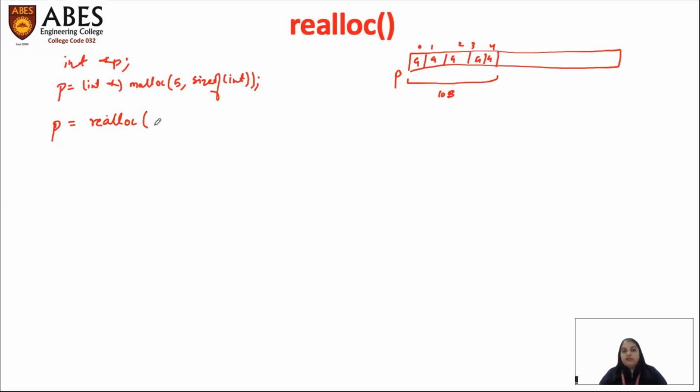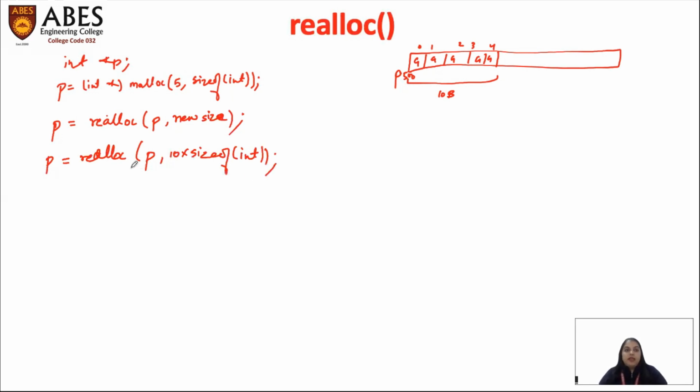Within parenthesis, we first mention the address where the values currently are. Suppose 500 is the base address, which is stored in p. So p comma the new size, the new size of the array which you require. Right now, p is the pointer where the result will be stored. With the help of realloc, we are reallocating what was earlier allocated at the address present in p, comma, and now the new size: I need to allocate for a total of 10 elements, so 10 into size of int.